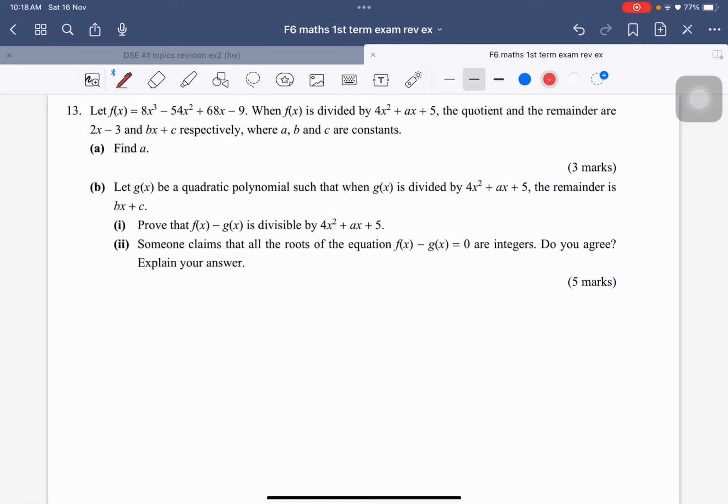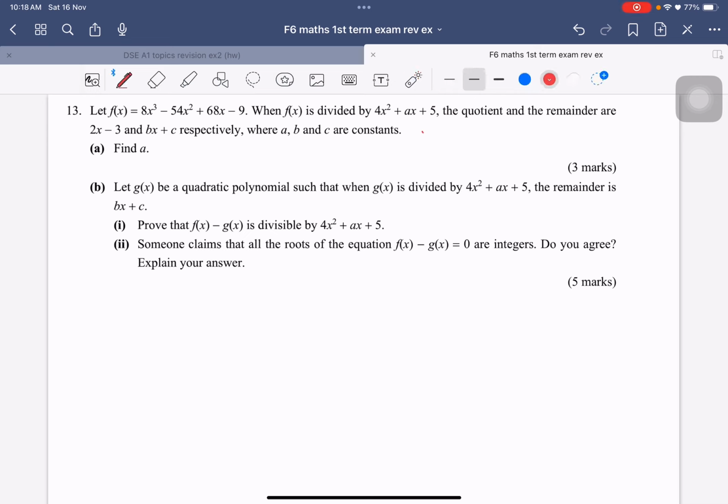In question 13, it asks about polynomials, the remainder theorem and the factor theorem. So first of all, let's look at the questions. We have this f(x), which is a cubic equation. It is divided by this quadratic, and the quotient and remainder are 2x minus 3 and bx plus c. When you divide by a quadratic, it's hard to use the remainder theorem or the factor theorem, but you can think about it in this way.